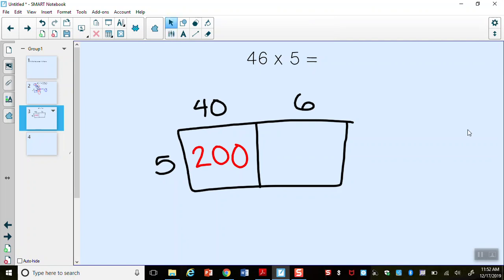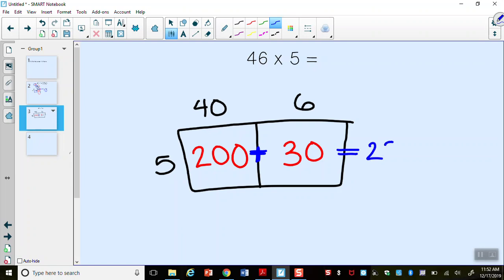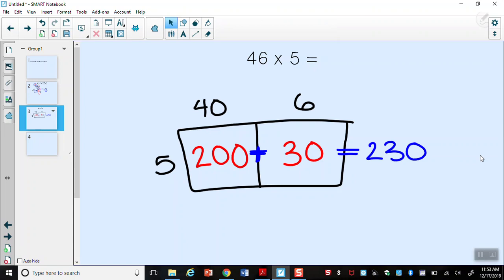For our next box, we would multiply 5 times 6. And we said in our last problem that 5 times 6 equaled 30. So I'll write that in the box. And then for our last step, because up top we have 40 plus 6, now we are going to add together the answers that are in both boxes. So we're going to add 200 plus 30, and that'll give us our answer. So 200 plus 30 equals 230, making the answer to our question 46 times 5 equal to 230.